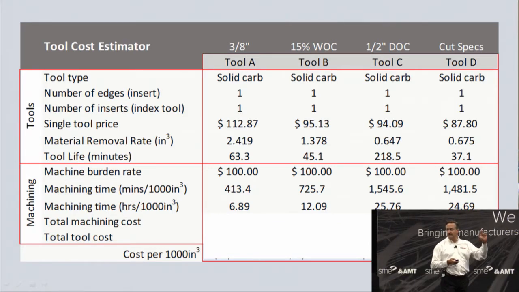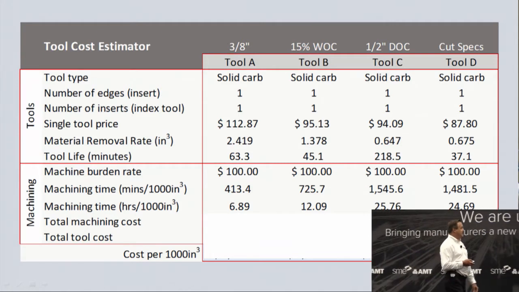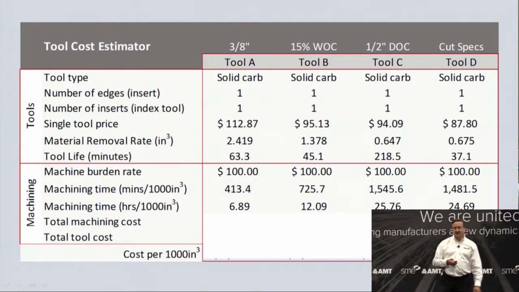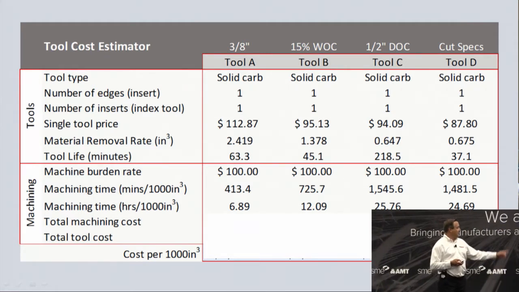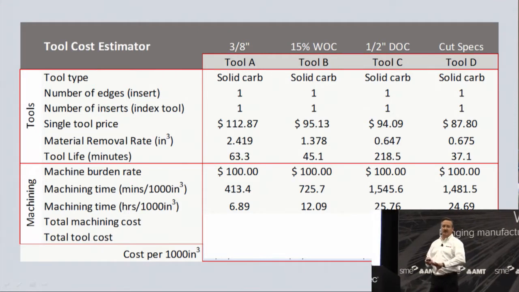All right, everybody with me so far? All right, we're just going to assign some easy numbers. Let's put a machine burden rate of $100. We have our machining time, and we're going to look at 1,000 cubic inches.